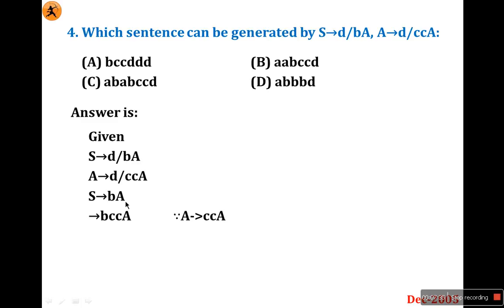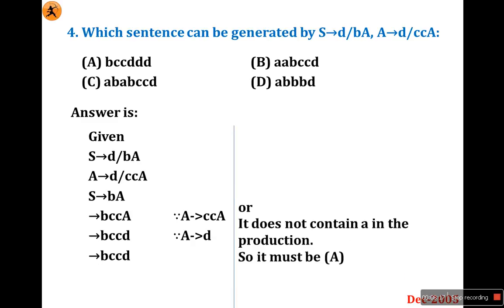Next, if it is A, there are two options. One is D or C C A. If you substitute D, it will be B D, but there is no such option. So continue. Try to substitute A as C C A. So the answer is B C C A. What is your A? A again you will get C C, but here there is no C C. So you need to stop here. D. All are terminal symbols, so it is not possible to generate the next string. So stop here. The answer is B C C D, but there is no such option here.